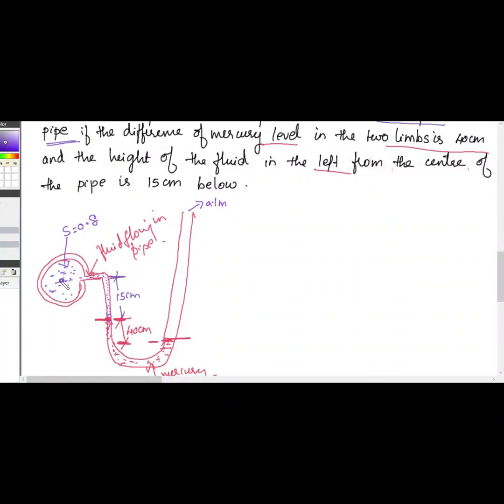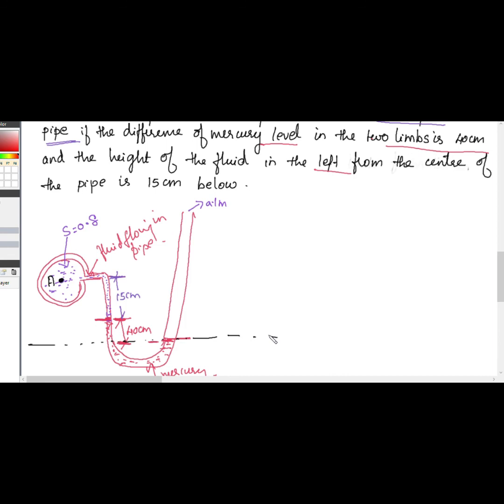So let us take this point as A. So the pressure in the pipe is a vacuum pressure, because from the diagram itself you can understand this is a vacuum pressure. Now our datum will be this, that is, the lower level of the mercury will be our datum.